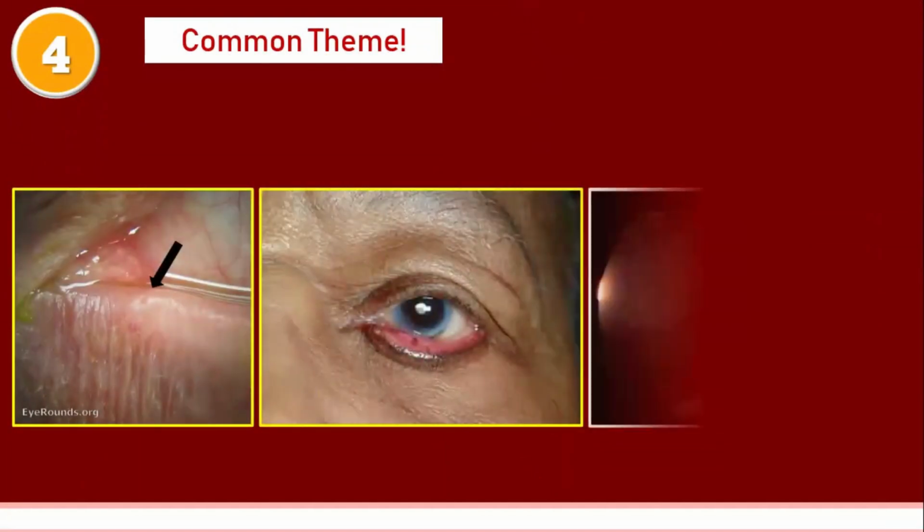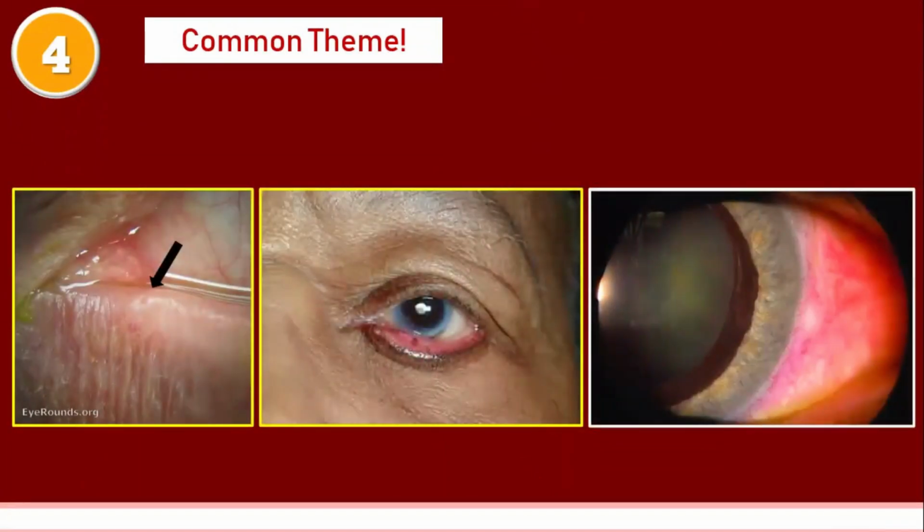We have 3 photos here. My question is, what is the common theme? There is a common keyword in all of these photos. Ectropion. Yeah, exactly. I'm giving you 1 mark. First one is the medial ectropion, punctal ectropion. Exactly, sir. Second one is the lower lid ectropion. Third one is the ectropion uveae.